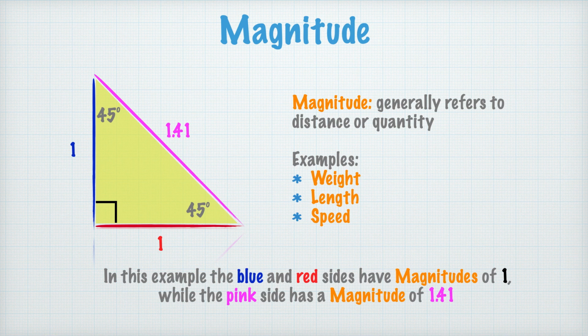And so if we look at our example triangle, we have a 45 degree right triangle. The blue side on the left has a magnitude of 1. And if you look at the red side, it also has a magnitude of 1. And the pink side has a magnitude of 1.41.